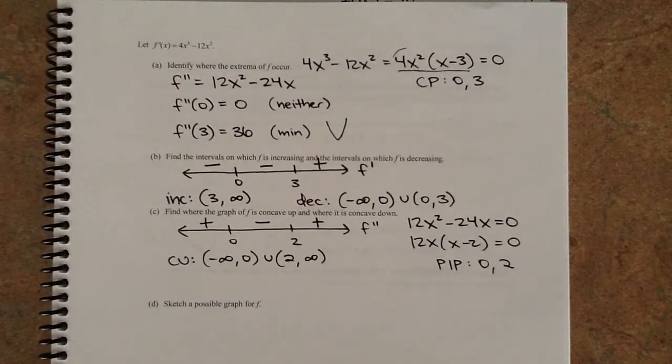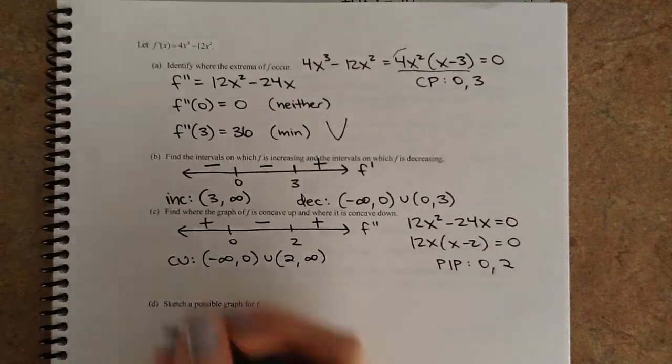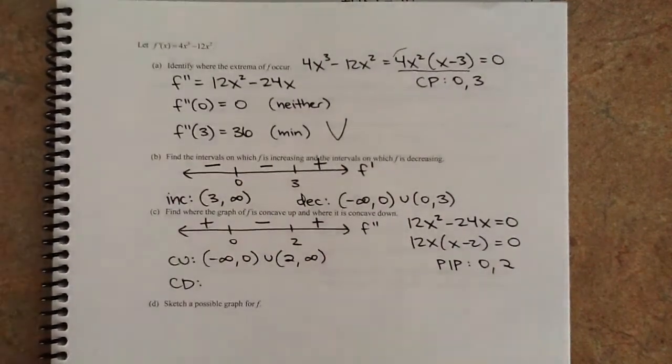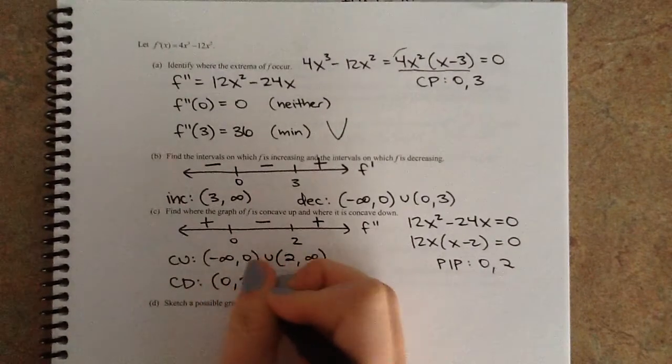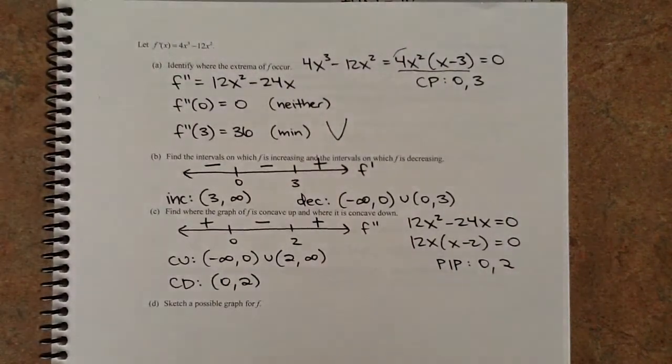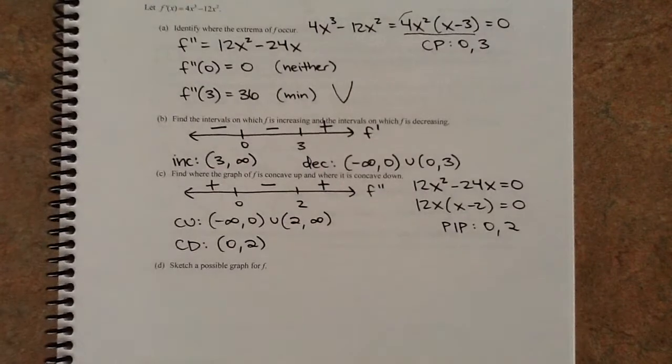Because f double prime is positive there. Concave down? 0 to 2, because f double prime is negative. Good, because f double prime is negative there. Okay, so now sketching a possible graph.